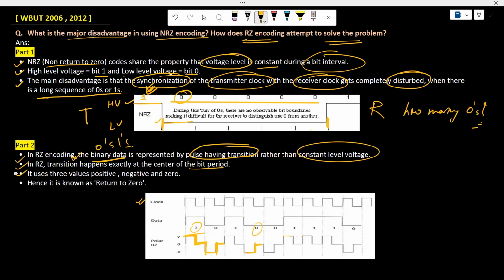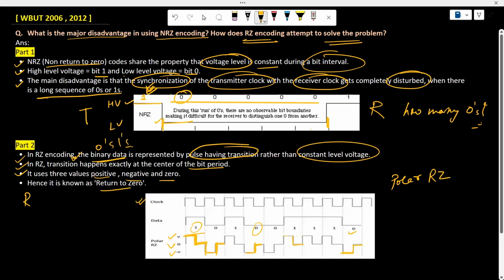Third point says it uses 3 values, positive, negative, and 0. We can see this is positive, this is negative, and this is 0. Hence, it is known as return to 0. Why is it called return to 0? Because we can see for every bit, whether it's 0 or 1, for 1, it is starting from a high voltage and coming back to 0. For 0, it is starting from a low voltage and coming back to 0. For every bit signal, you can find this. And to be specific, this is polar RZ.